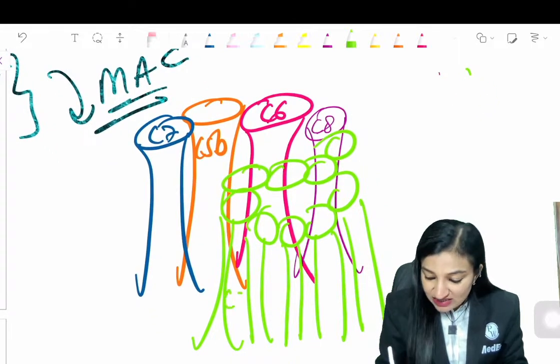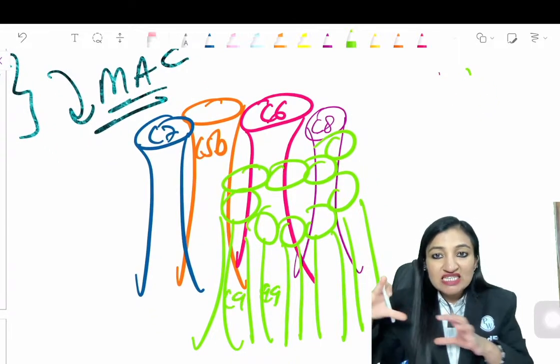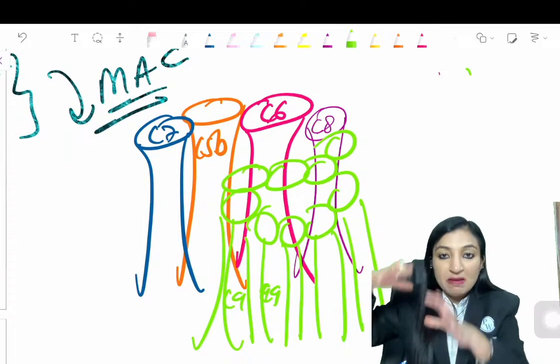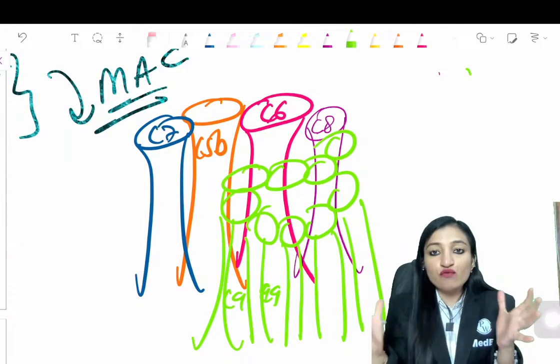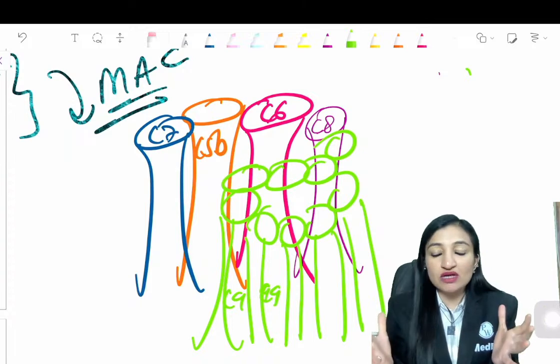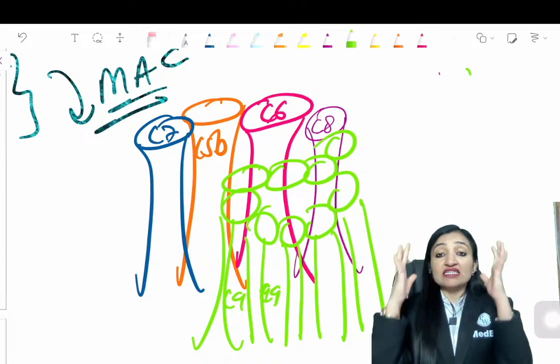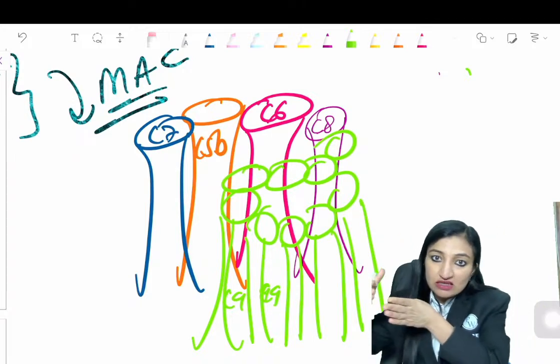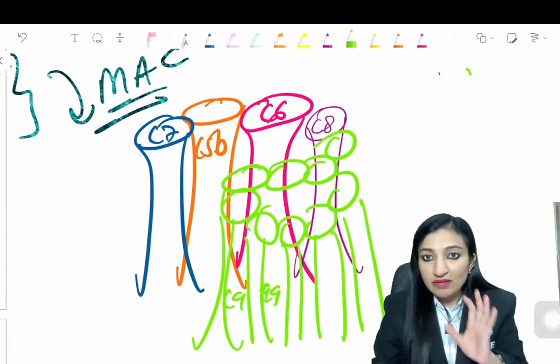So all these green cylinders are C9. This membrane attack complex is a complex of proteins. How do these proteins look? They are cylindrical proteins. They are going to insert themselves in the membrane of the bacterium.